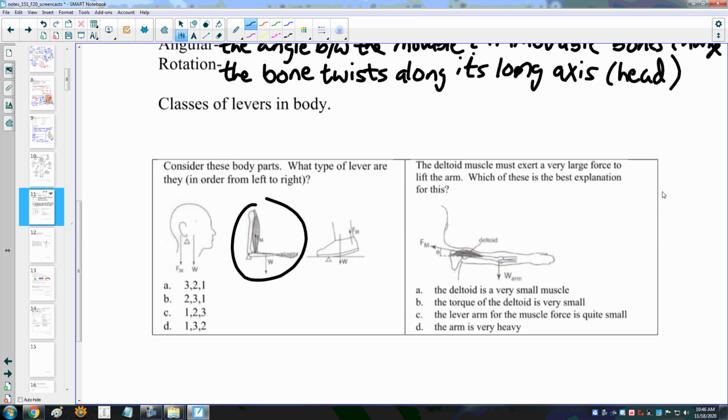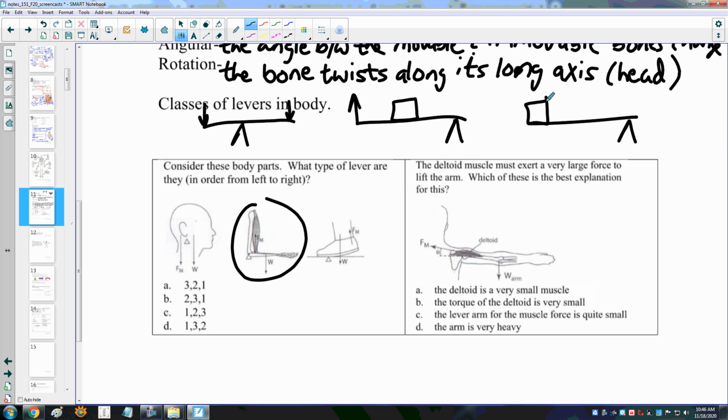We're going to do these questions in the class, but you will need to identify the different classes of levers in the body. Just to remind you about the levers, this is a class 1 lever where my effort and resistance are on opposite sides of the axis of rotation. Classes 2 and 3 look the same at first, except for class 2, I would have my effort there and my resistance here. And for class 3, my resistance is there and my effort is there. So this is 1, 2, and 3.